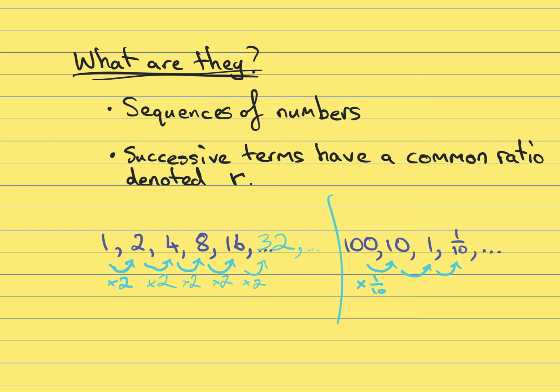So 100 divided by 10, or 100 multiplied by a 10th, is 10. 10 multiplied by a 10th gives us 1. 1 multiplied by 1/10 gives us 1/10. And multiplying that by 1/10 would give us 1 on 100. And so on for the rest of the terms in the sequence.